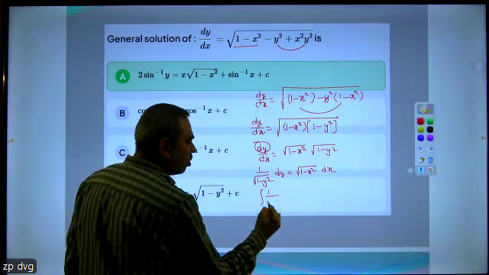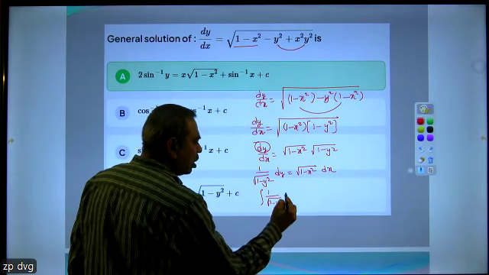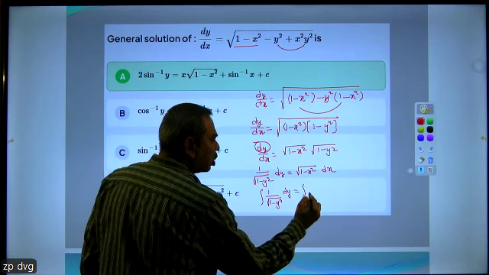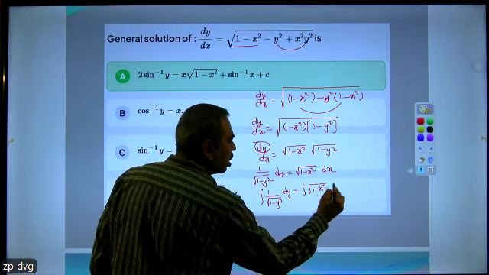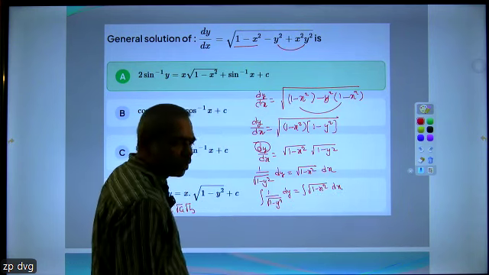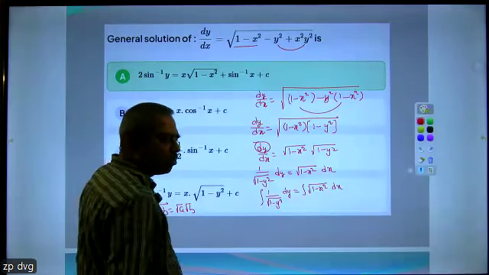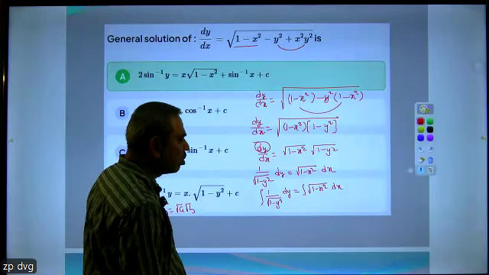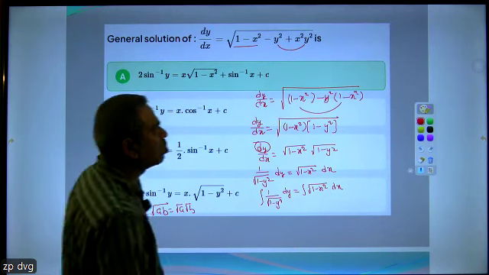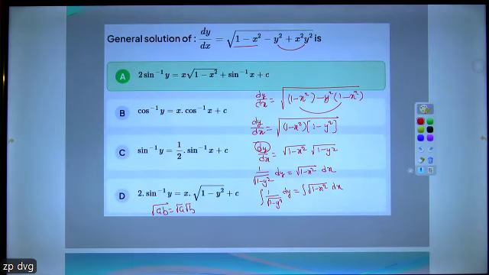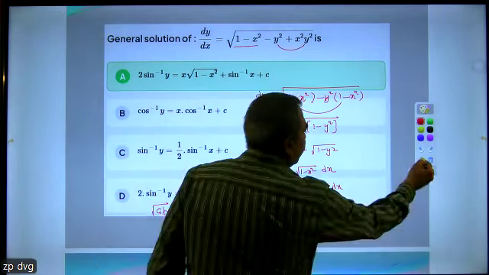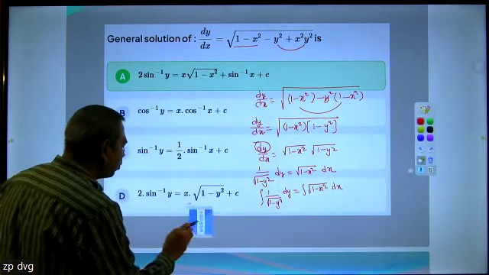So integration of 1 by root of 1 minus y square into dy will be equal to integration of root of 1 minus x square into dx. Is it clear? So it is 1 by root of 1 minus y square here, and here it is root of 1 minus x square. Just try to apply the formulas. So just go through here.